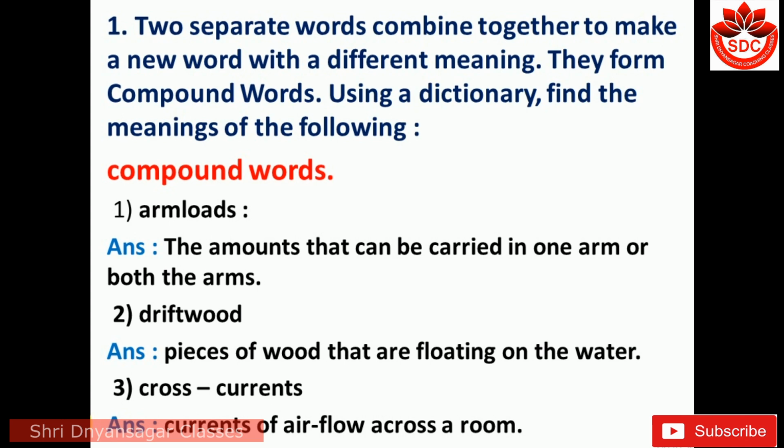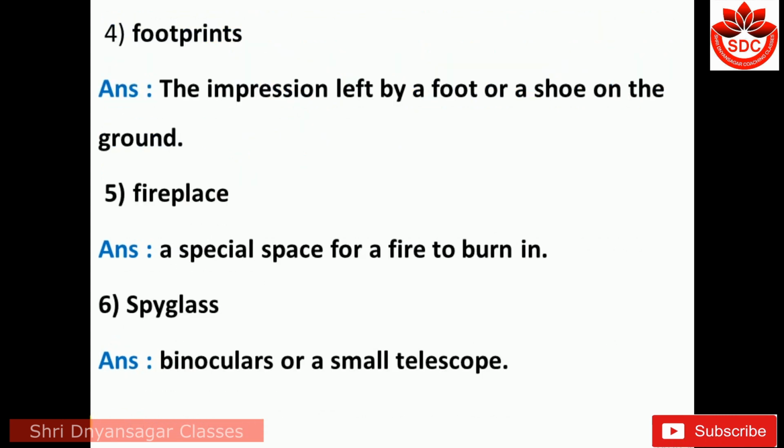Driftwood. Answer. Pieces of wood that are floating on the water is called driftwood. Cross currents. Currents of airflow across a room is called cross currents. Footprints means the impression left by foot or a shoe on the ground. Fireplace. A special space for a fire to burn in. Spyglass. Binocular or a small telescope.